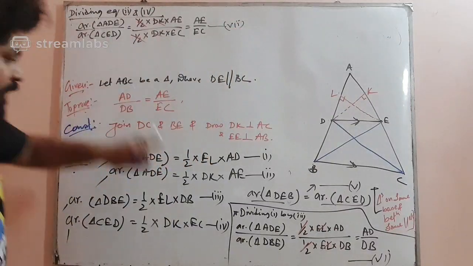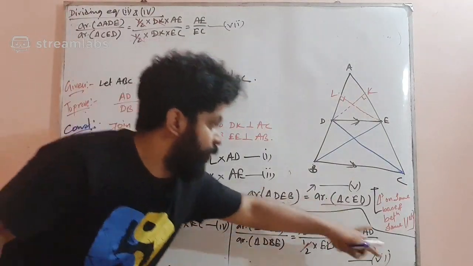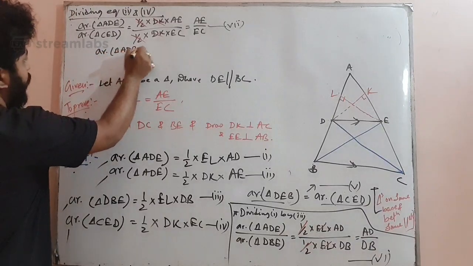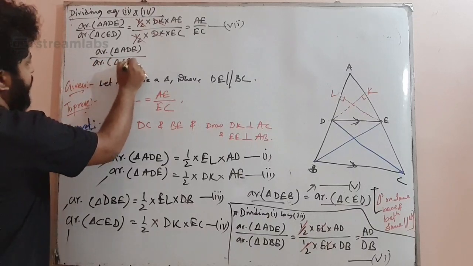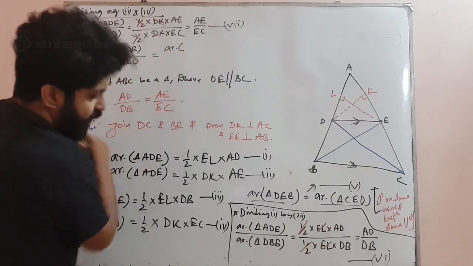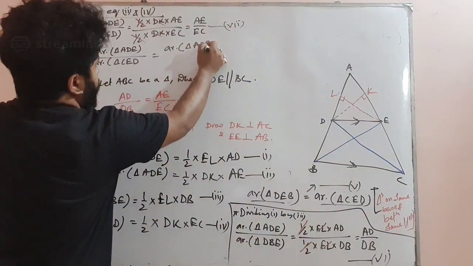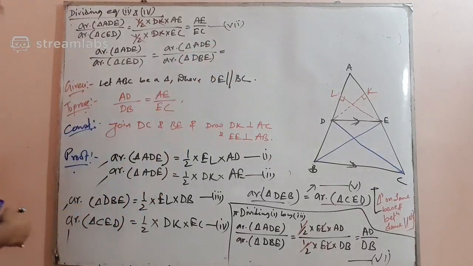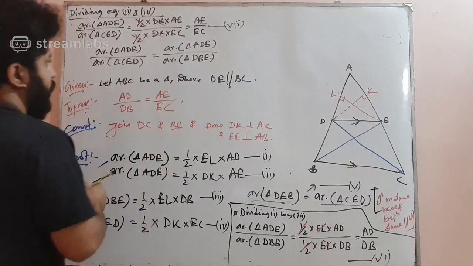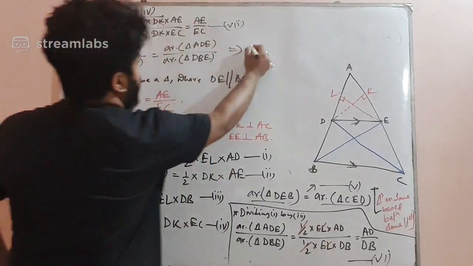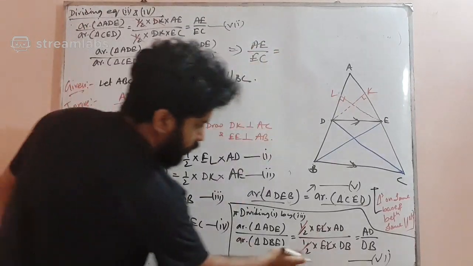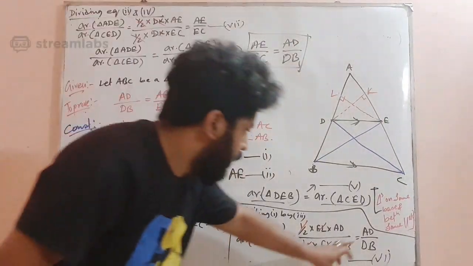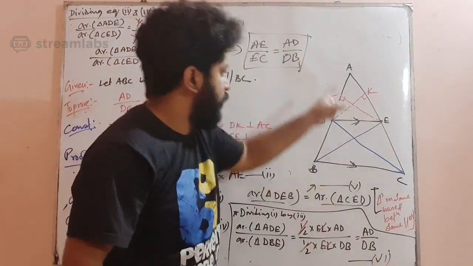So now, as the numerators are the same and the areas of CED and DBE are equal from equation 5, we can write that area of triangle ADE by area of triangle CED is equal to area of triangle ADE by area of triangle DBE. And what do we get? We get simply AE by EC should be equal to AD by DB. Don't we get it? AE by EC is equal to AD by DB.